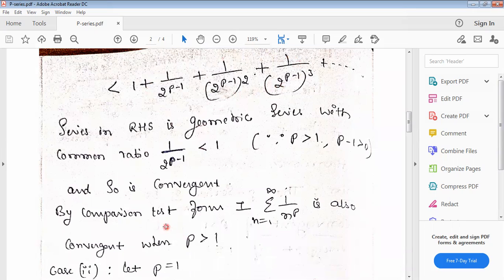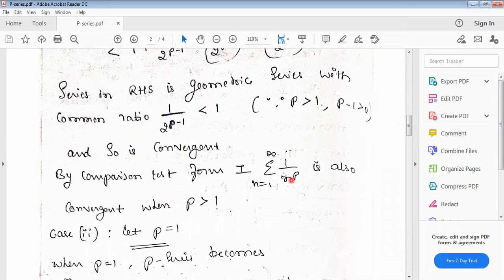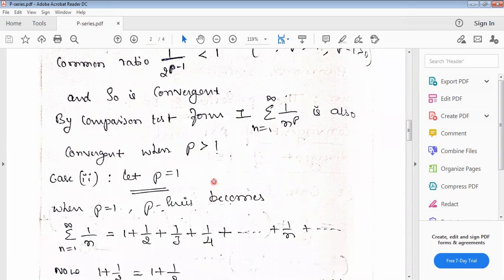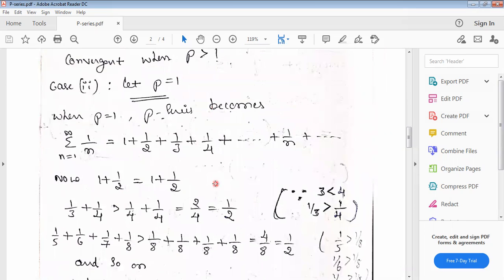Now applying first comparison test. According to the first comparison test, sigma 1 by n power p is also convergent. This is when p greater than 1. So when p greater than 1, the P series converges. Let us see the remaining cases.